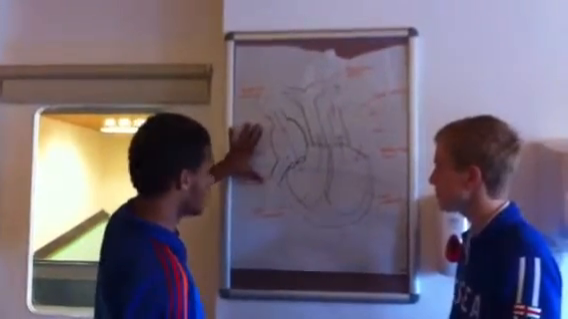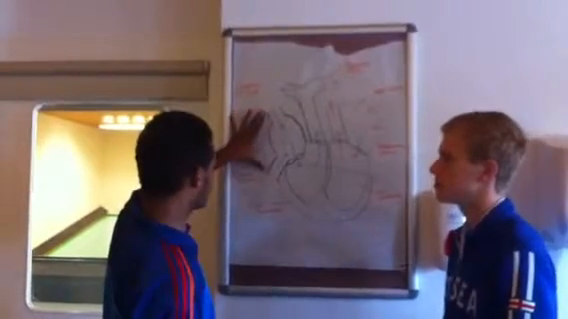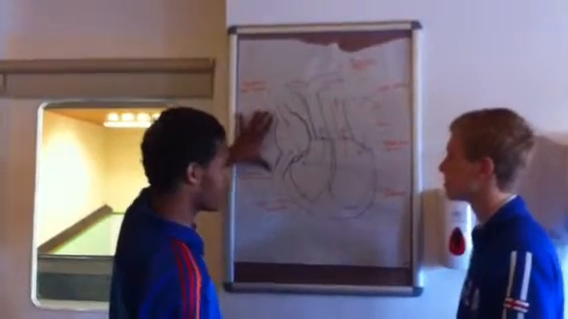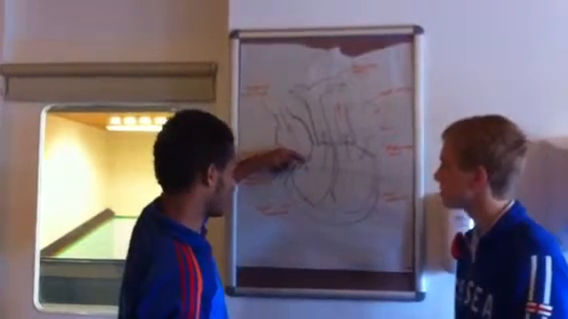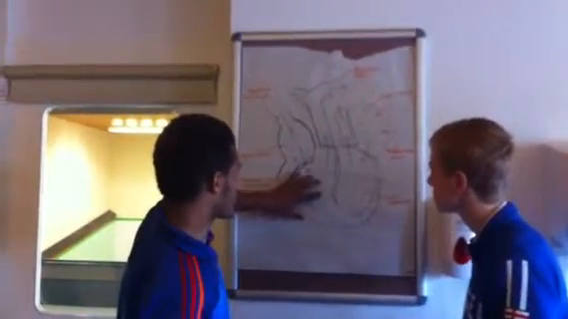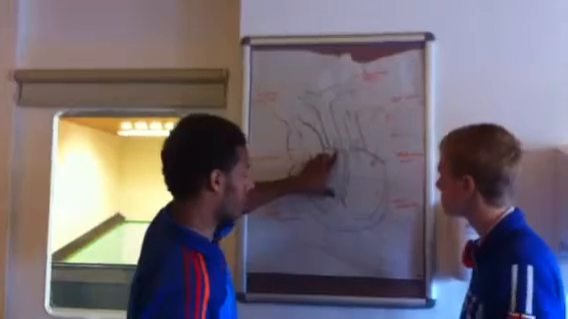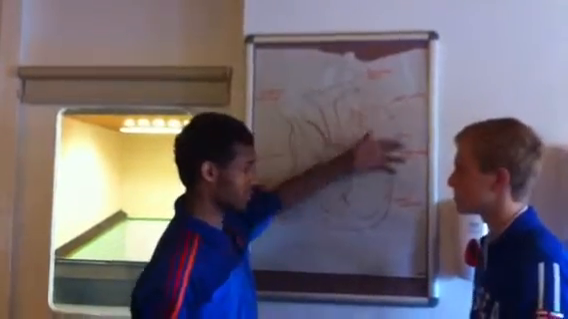The deoxygenated blood first comes into the heart through the inferior and superior vena cava, into the right atrium, through the tricuspid valve, which is here, into the right ventricle, out the pulmonary valve, into the pulmonary artery, which takes it to the lungs.